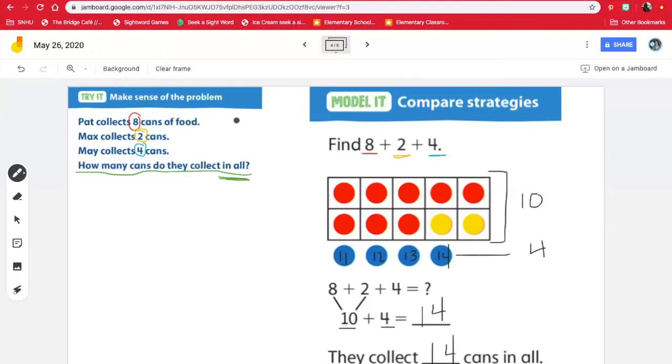Notice how you can break down a problem and use different colored counters. And if you have a 10 frame, but you don't have counters at home or different colored ones, you can use different colored markers and draw the circles or counters in the picture or in the 10 frame. That is always an option as well.